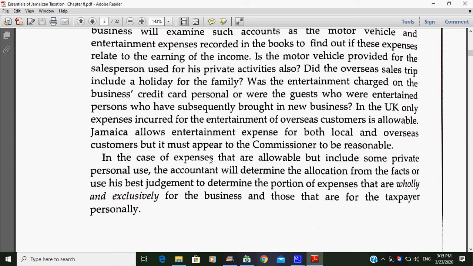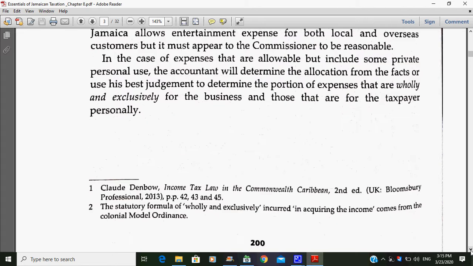In the case of expenses that are allowable but include some private personal use, the accountant will determine the allocation from the facts or use his best judgment to determine the portion of expenses that are wholly and exclusively for the business and those that are for the what? Taxpayer personally.